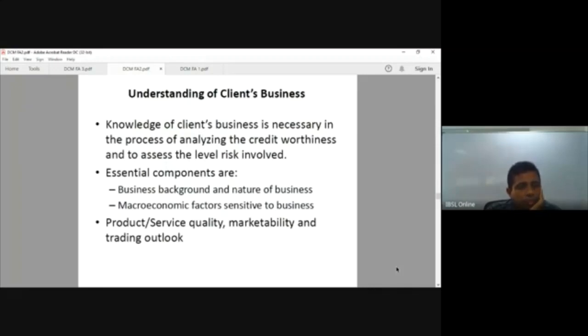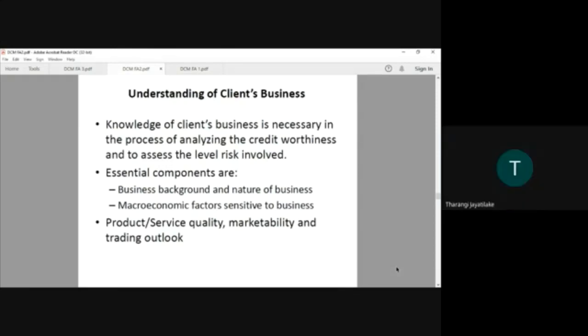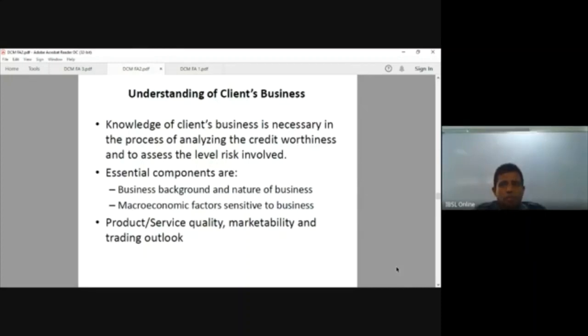If there is no question, I can take the next points. This is also a very important section, understanding the client business. Now, when you are doing a credit proposal, if you don't understand the client business properly, the proper credit proposal will not come to light. Knowledge of client business is necessary in the process of analyzing the creditworthiness and to assess the level of risk involved.